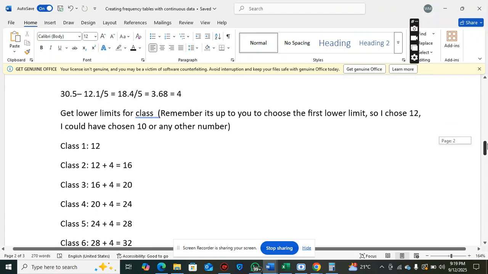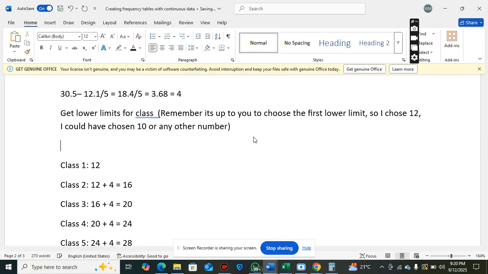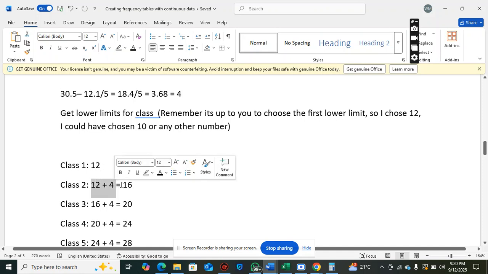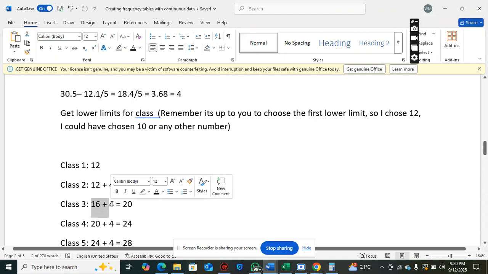So what we can do first is we begin with the lower limits of the classes. For the first class, our lower limit is going to be 12. For the second class, since the width is 4, it will be 12 plus 4, that is 16. For the third class, it's going to be 16 plus 4. I'm just adding the lower limit plus the class width.